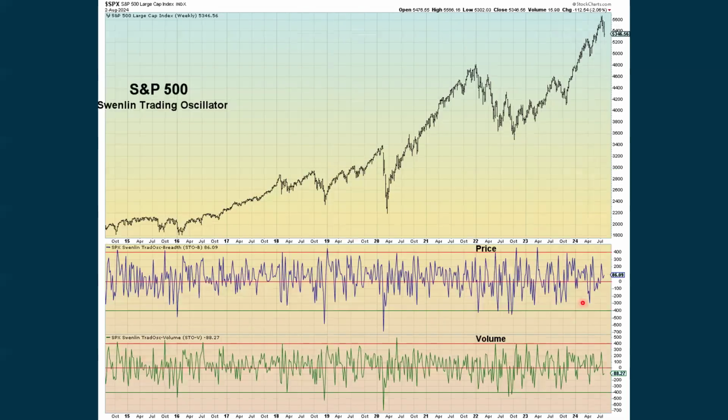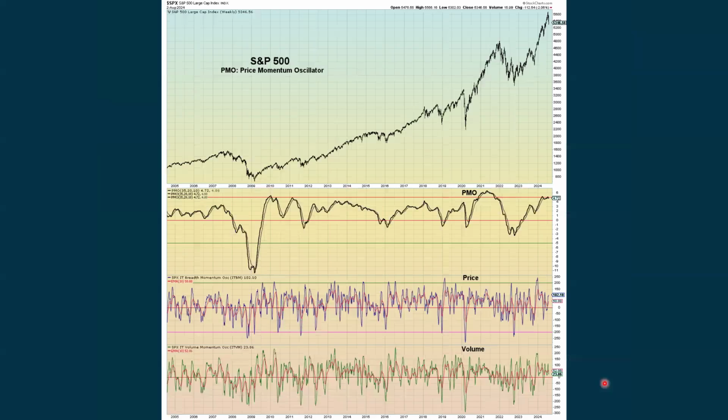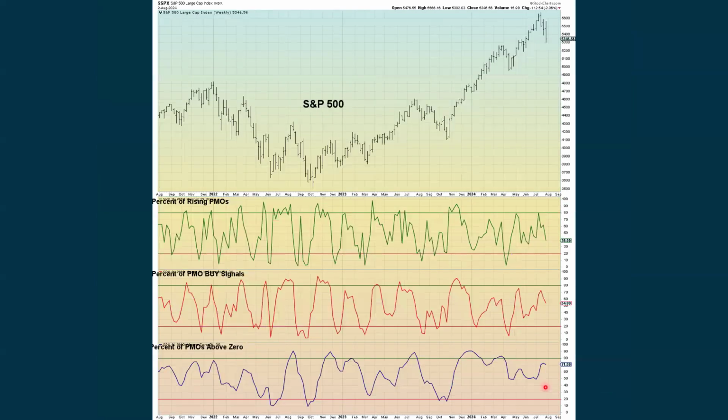And then we look at the Swenlin trading oscillator, actually ticked up based on price. It ticked up based on volume, but is below zero. This is part of that negative divergence. We're above zero with price, below zero with volume. And momentum kind of chopping around right now. We were up based on price. We were down, but still positive based on volume.